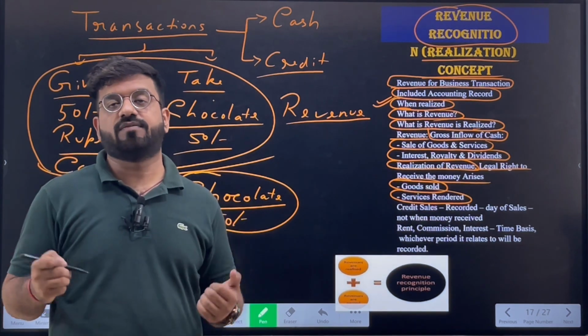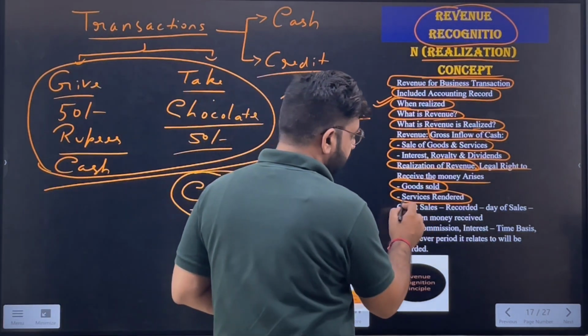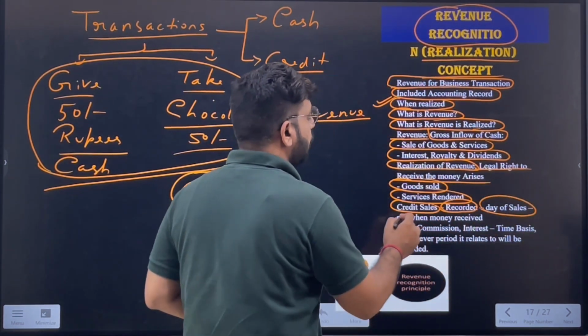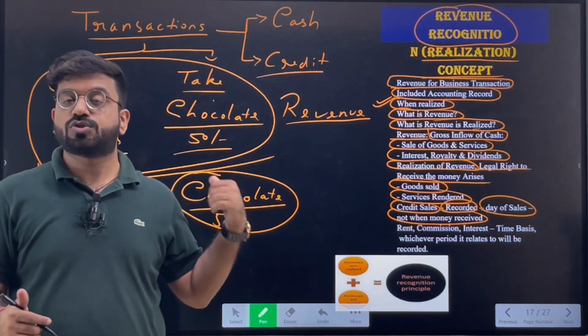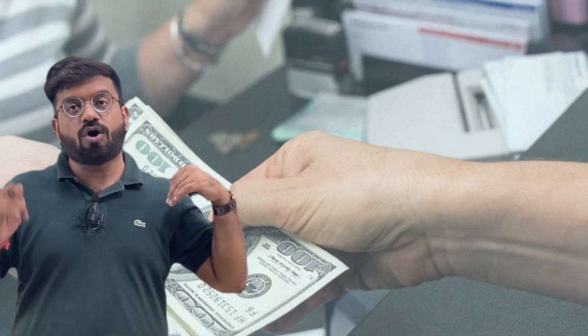Okay. So the question is when to recognize this revenue. When you get the cash, you will recognize this revenue. Otherwise, if you have not received the cash, but the goods have been sold and transferred, or services have been rendered, then also you can recognize this revenue. Next, credit sales are recorded on the day of sales, not when the money is received. Obviously, the shopkeeper who sold me this chocolate will record the sales on the day he sold me that chocolate, not on the day he receives the money. He has to record it on the very same day the chocolate was delivered to me. Is that clear? So the revenue recognition concept simply says to record all the revenues, all the incomes, when the cash is received or the legal right has been received.